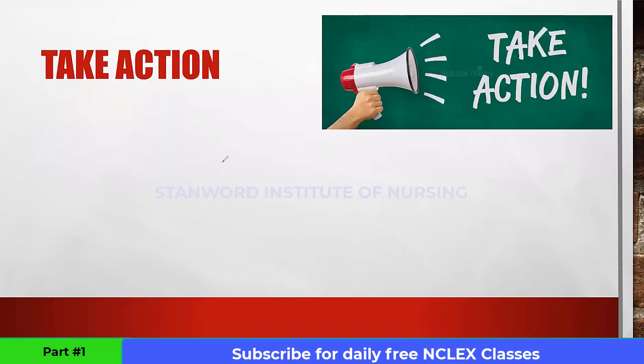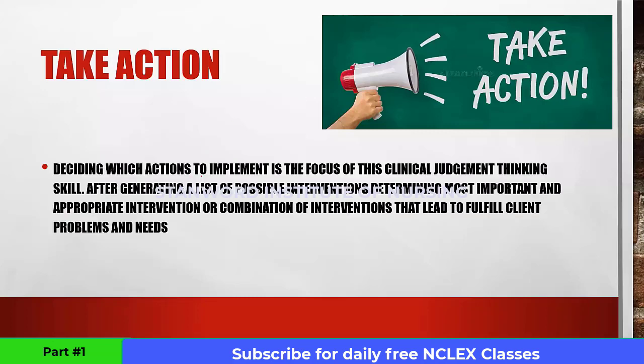After generating or finding the solution, our step is to take action. So what do we mean by take action? Deciding which action to implement focuses the clinical judgment thinking skill. After generating a list of possible interventions, as I explained in the previous step, you can easily make a decision about which action to implement and which not to implement, which is suitable for the client. All this is possible when you have decided on the appropriate interventions or solutions for the client's care. So the next step is take action.